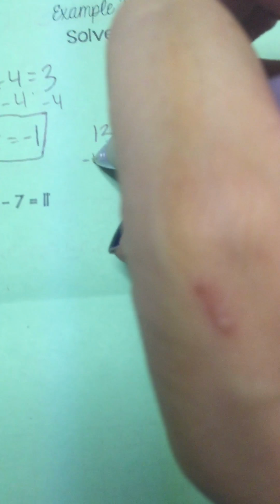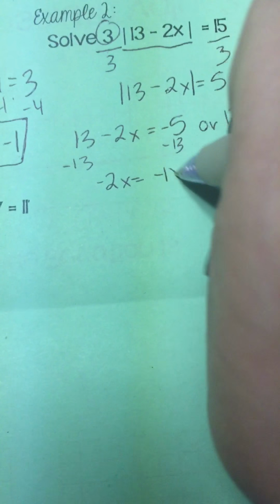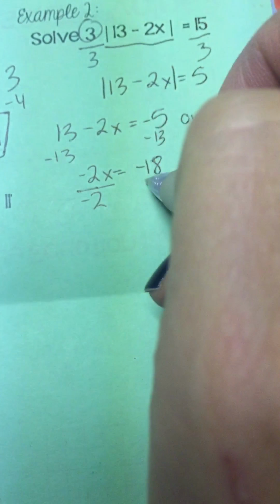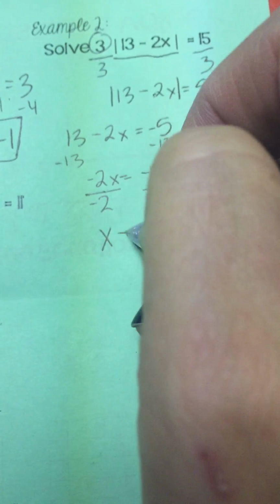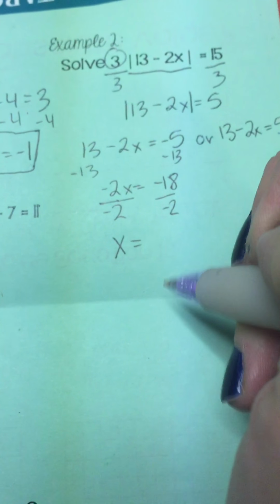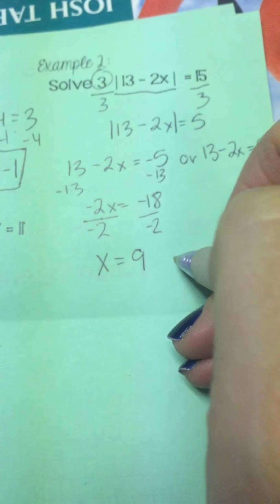We're going to do addition and subtraction first. So I'm going to subtract 13 from both sides. Negative 2x equals negative 18. I'm then going to divide both sides by negative 2. Negative 2 divided by negative 2 is 1. Negative 18 divided by negative 2 is positive 9. I still have another option.